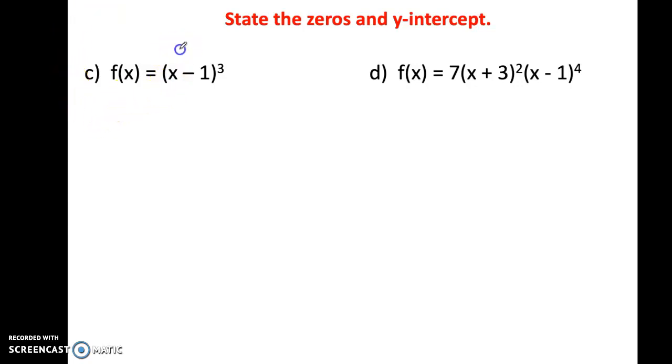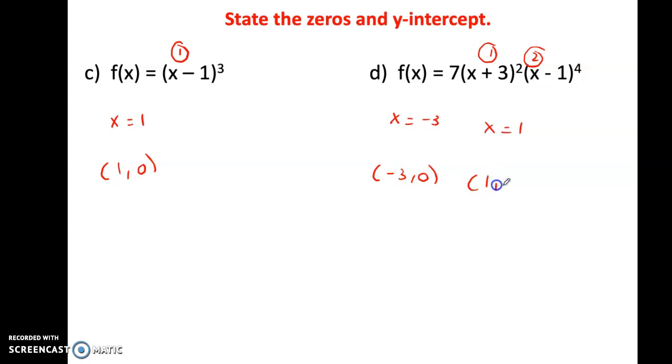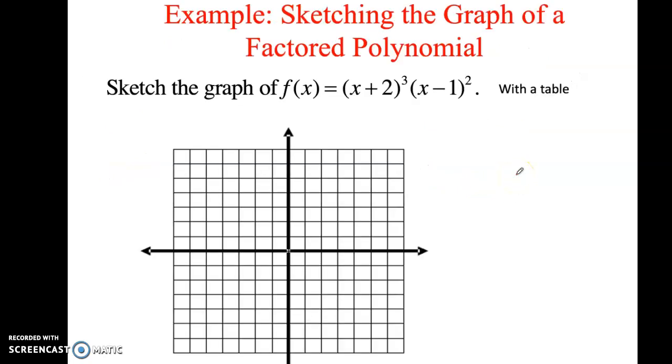Again, here we have 1 factor, so we're going to have 1 x-intercept, so x is going to equal 1 here. Here we have only 2 factors with a variable. Yes, this is a factor, but we're not solving for x. So therefore, we only have 2 factors. So my x-intercepts are going to be -3 and 1. So proper form is -3, 0, and 1, 0.